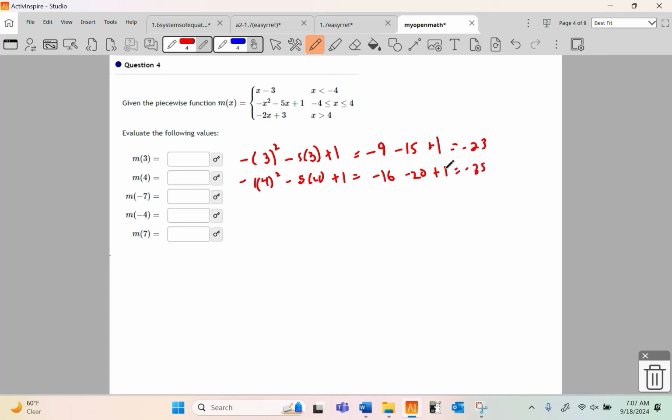All right, the next one is m of -7, which has to go in this equation because it takes things that are less than -4. So this is going to be -7 minus 3, which is -10. We have m of -4, which again is that guy right there. It has a negative symbol. Then you encounter the x, and the x here is -4.